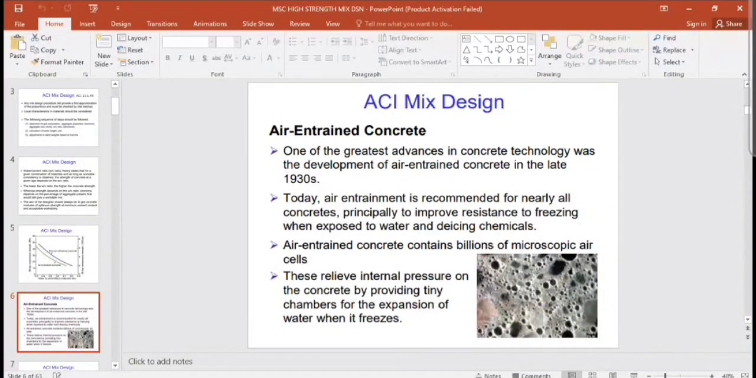So what is air entrainment? We add air intentionally into the concrete so that we have microscopic air cells in the concrete. Later on, if we have some expansion in the concrete due to internal pressure, this expansion can be taken care of by these micropores. How can this expansion come into the concrete? Can anybody tell that? When will there be an extra internal expansion in the concrete?